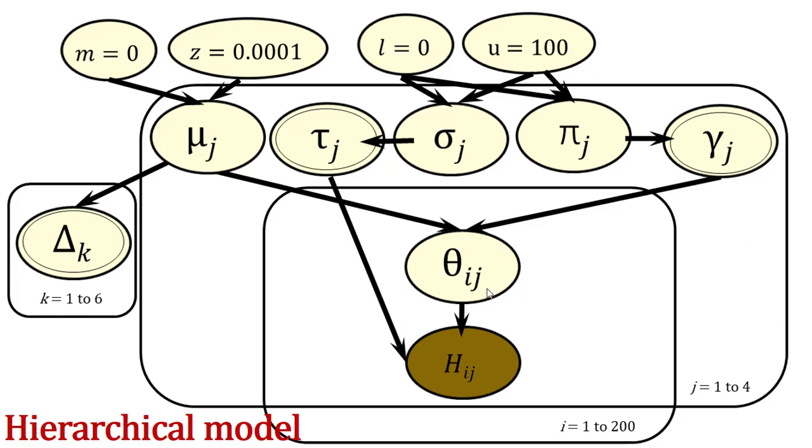Now theta and H are within I and within J, so they repeat 200 times 4 times. That means 800, and that's what we have. The H is the happiness scores, and as I mentioned before, we've got 800 happiness scores. Theta is our prediction, the model's prediction of the H scores.